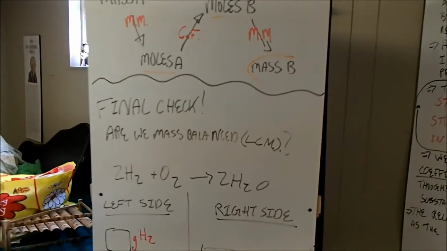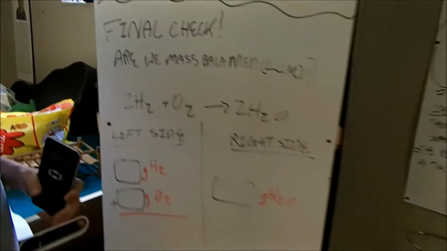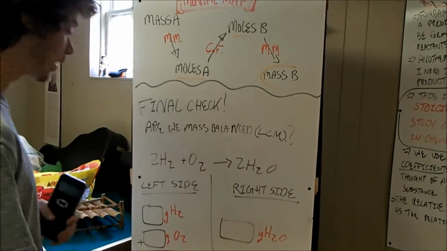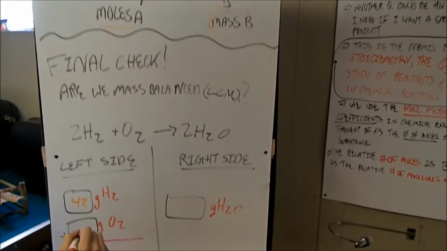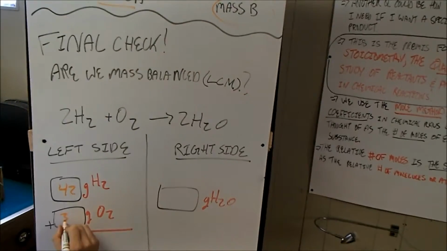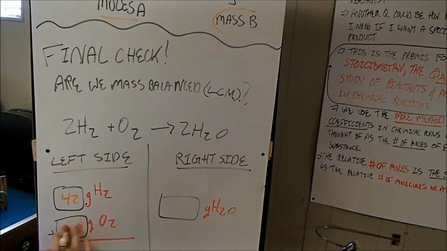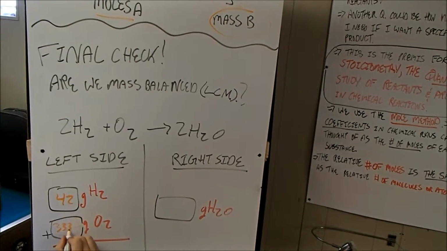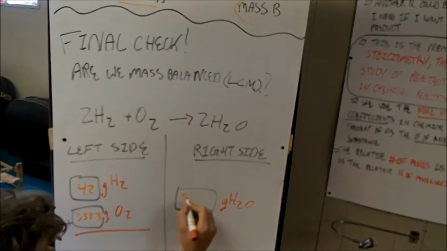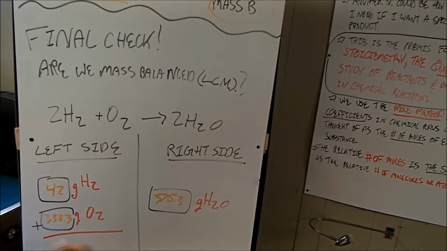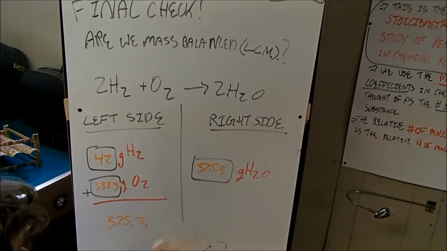So for our final check, we're going to see if we are mass balanced. On the left side and the right side, we should have an equal amount of mass because of the law of conservation of mass. So left side, we start with 42 grams of hydrogen, and we calculated we needed 333.3 grams of oxygen to react to form 375.3. So that's the whole right side right there. We add this up and we get 375.3. They're mass balanced, so therefore it's all balanced.